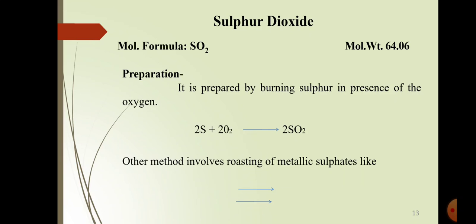Sulfur dioxide can also be prepared by other methods also. By roasting of metallic sulfates, the sulfur dioxide can be obtained like cuprous sulfide plus oxygen undergoes a reaction to give copper oxide plus sulfur dioxide. Similarly, zinc sulfide undergoes reaction with the oxygen to give zinc oxide plus sulfur dioxide.